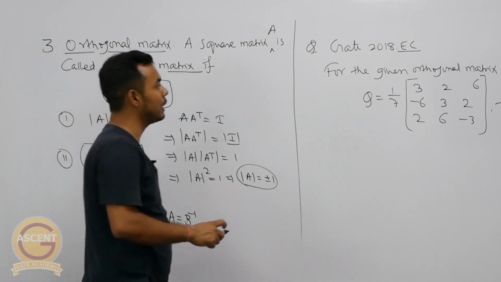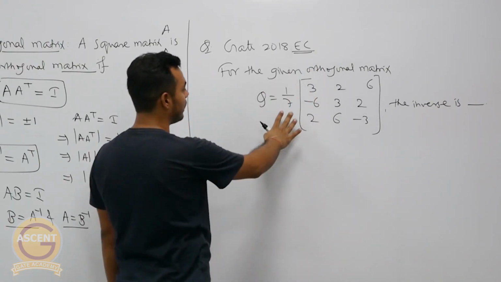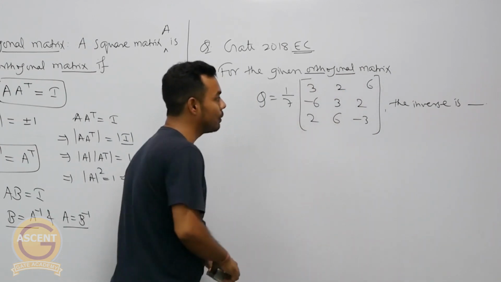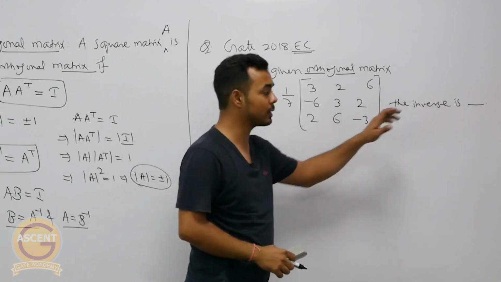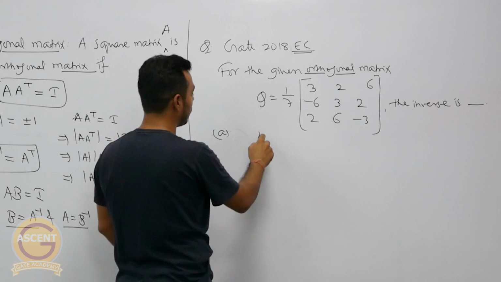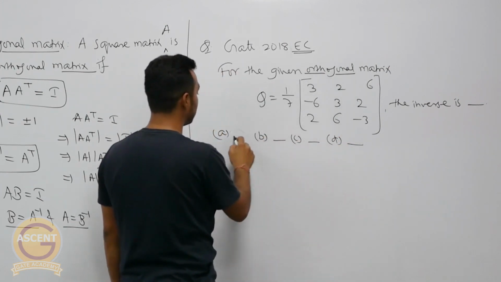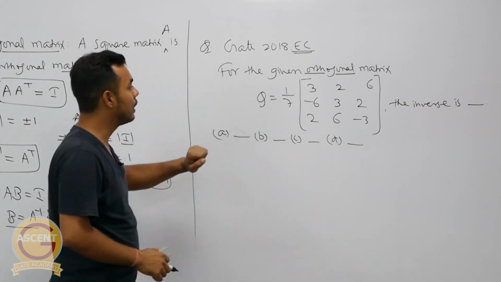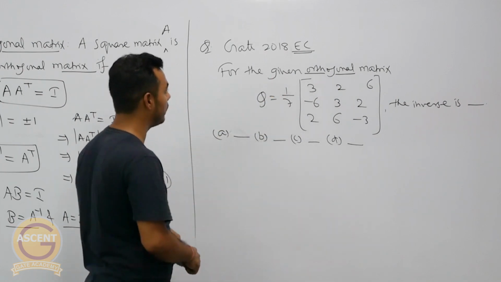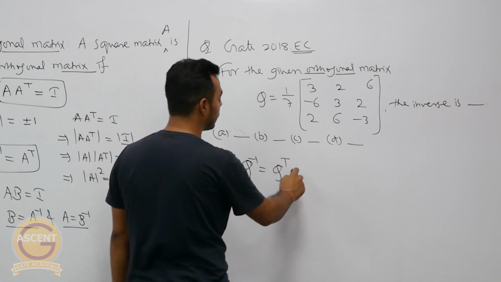Now there was a question in GATE 2018 based on this orthogonal matrix. A matrix Q was given, and it was given that Q is orthogonal matrix. The question was we had to find the inverse of this matrix, and 4 options were given. I'm not writing the options, but those 4 options were given. Now the question was, which of these following 4 options is the inverse of this matrix Q? Since it is given that the matrix is orthogonal matrix, we don't have to calculate the inverse. The inverse of this matrix Q will be simply the transpose of the matrix.